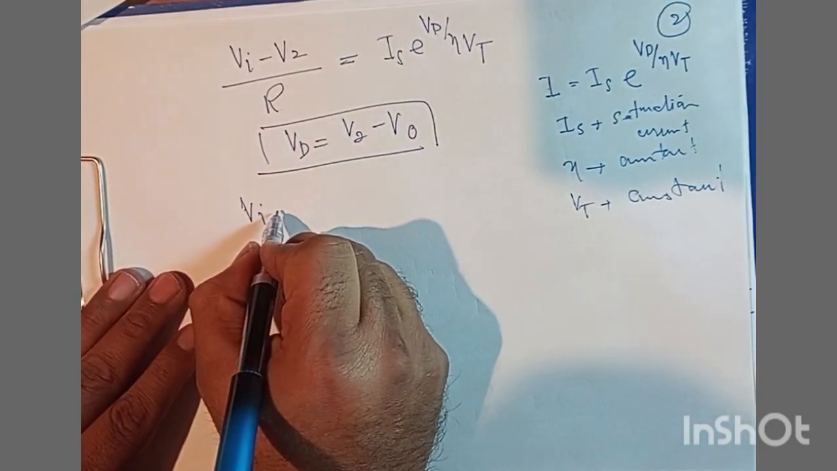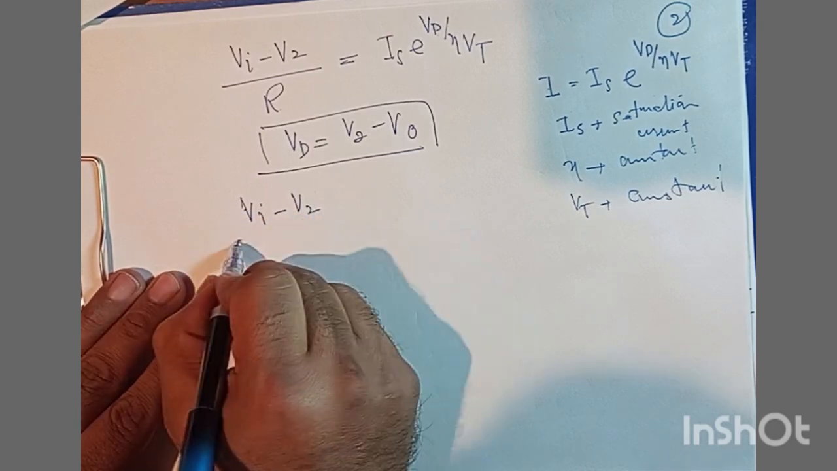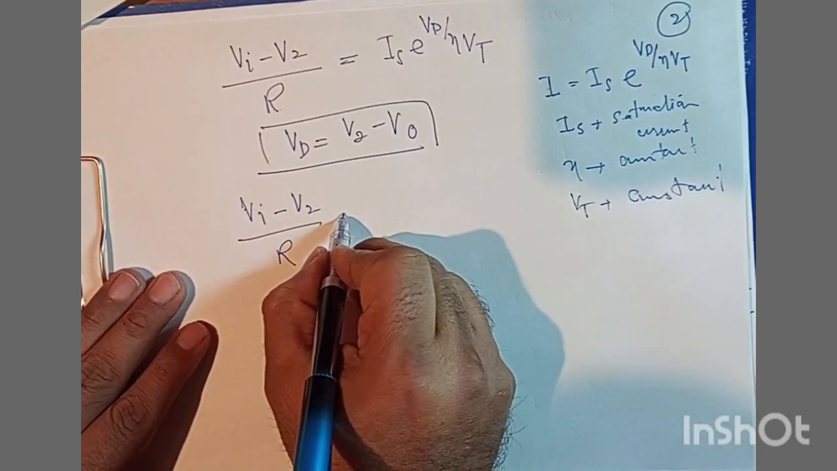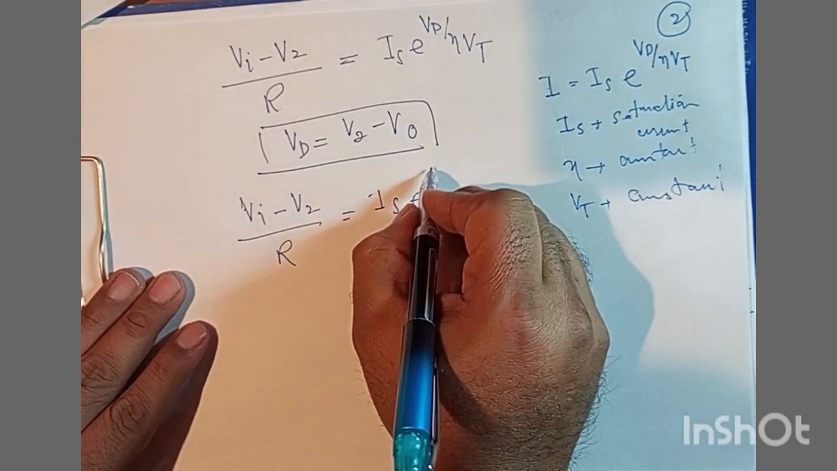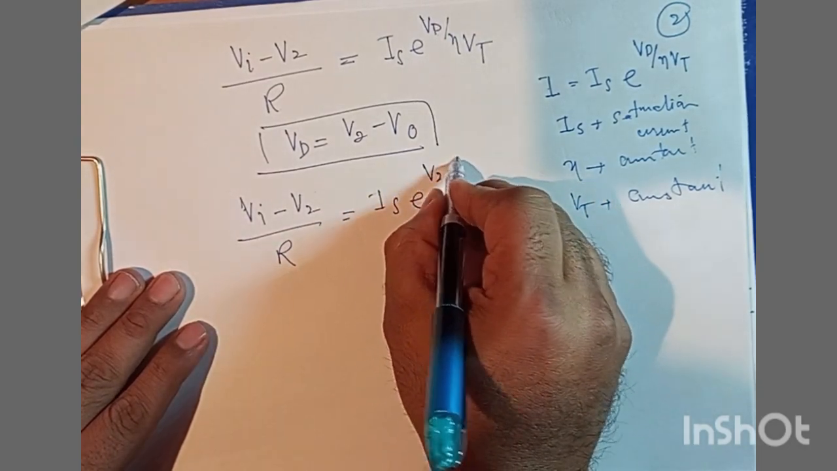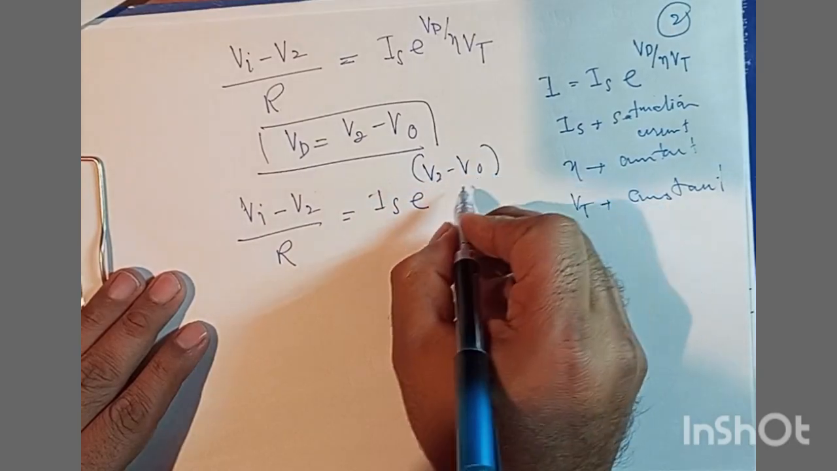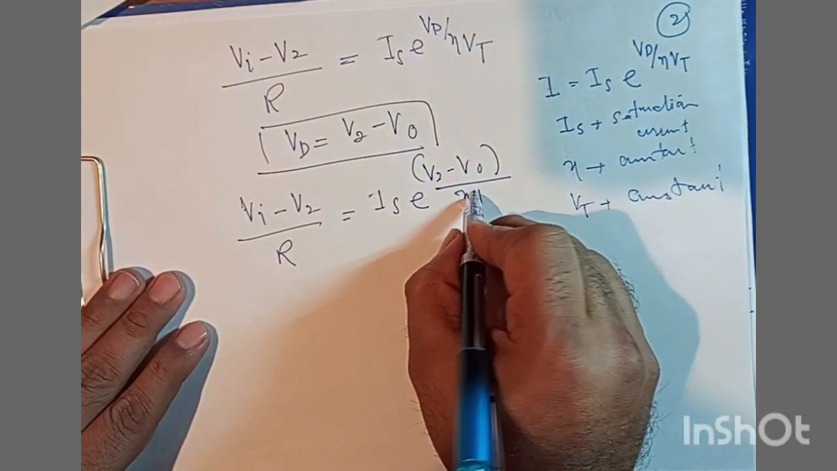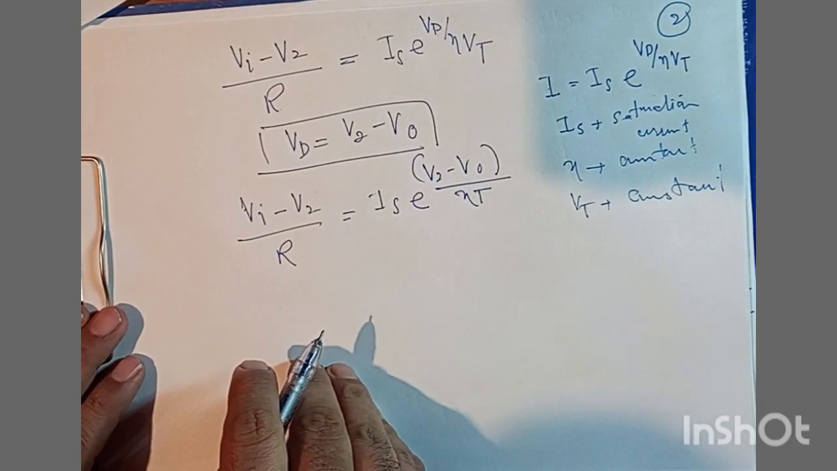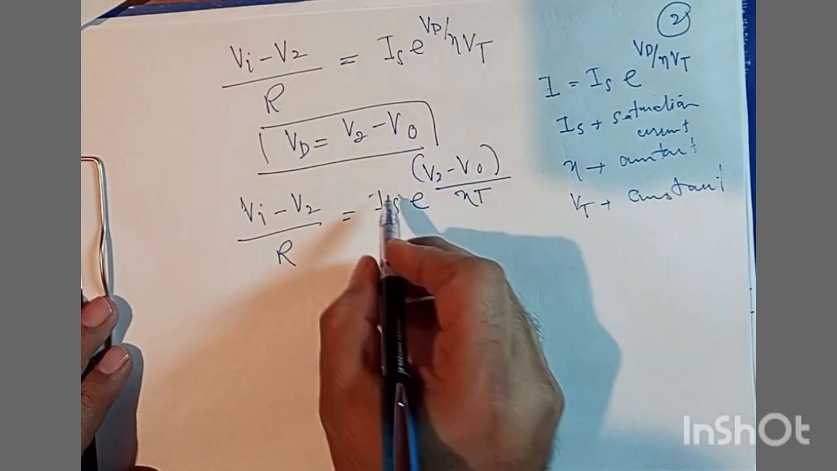So what I'll get is (Vi minus V2) divided by R equals Is e to the power of (V2 minus V out) divided by eta Vt, and eta Vt is nothing, it's just a number, and Is is also a number.